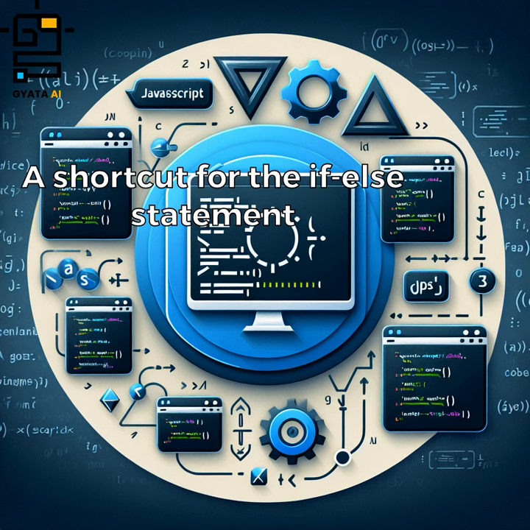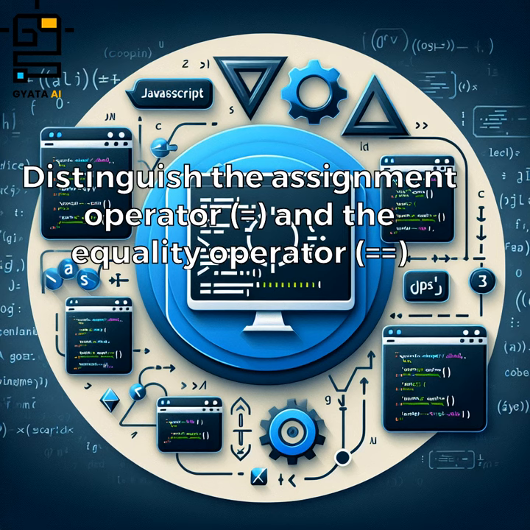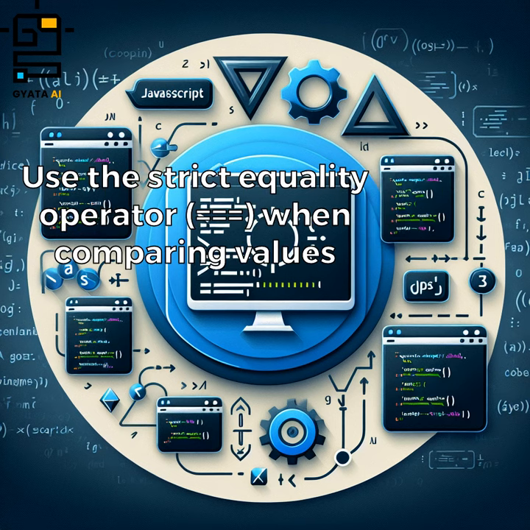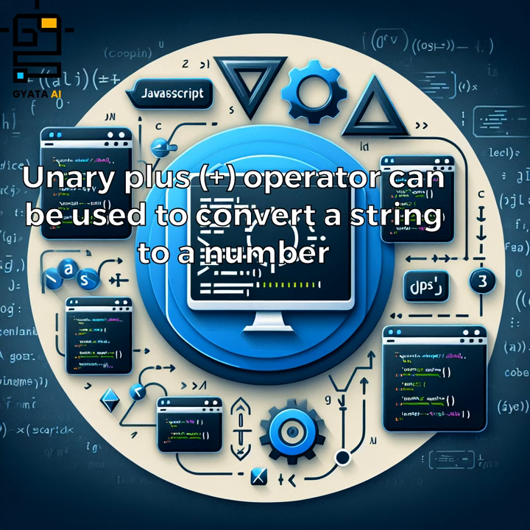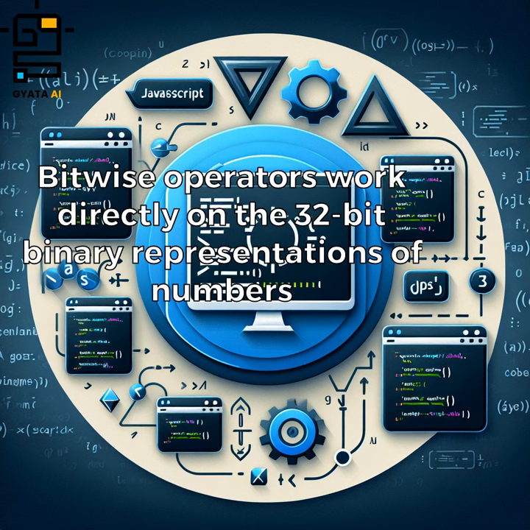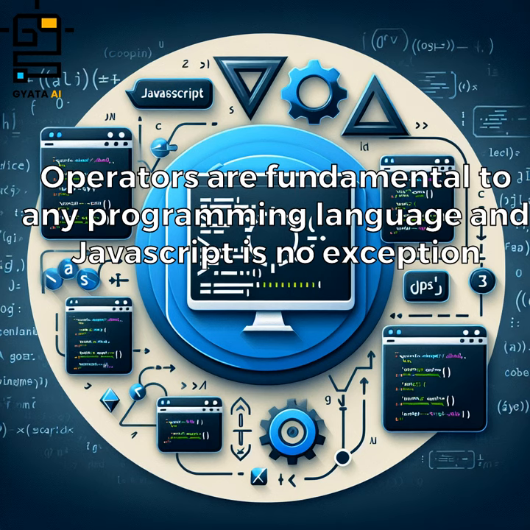the if-else statement. Tips and common pitfalls: distinguish the assignment operator, equals, from the equality operator. Use the strict equality operator when comparing values. The unary plus operator can be used to convert a string to a number. Bitwise operators work directly on the 32-bit binary representations of numbers. Operators are fundamental to any programming language, and JavaScript is no exception.